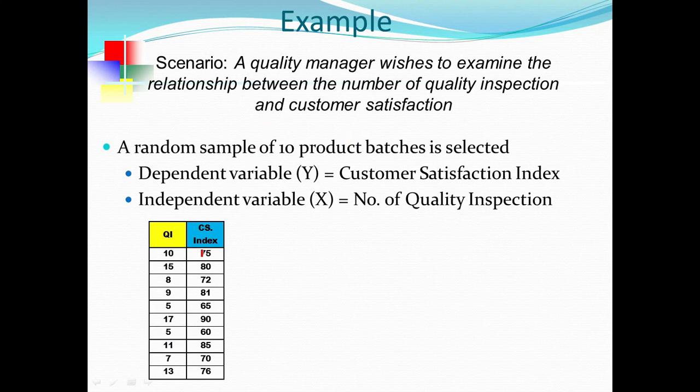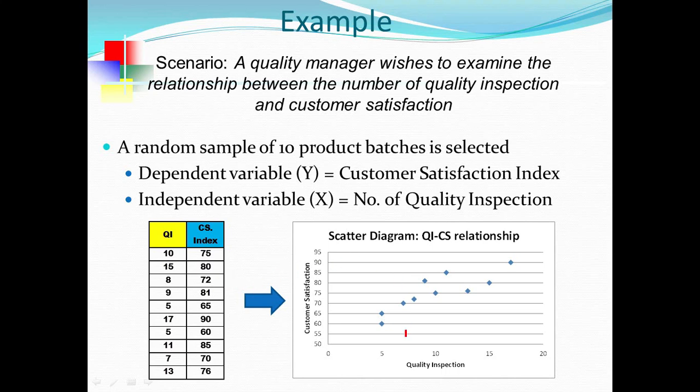First, in our Excel, we have to key in the data: one column for quality inspection, the second column for the customer satisfaction index. From here, first we will produce the scatter diagram. The purpose of producing this diagram is that we want to see the overall pattern of the relationship. Is there any indication of a pattern, maybe positive, maybe negative, or maybe no relationship at all? We are not going to see the strength of the relationship yet.